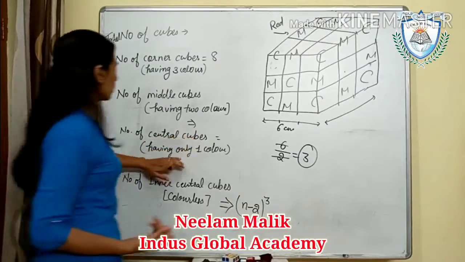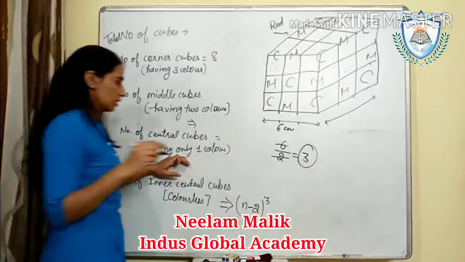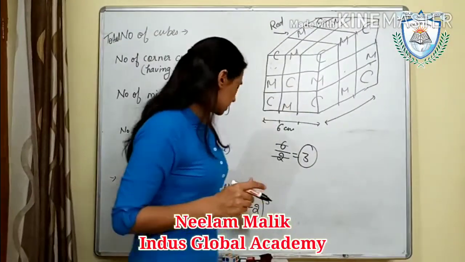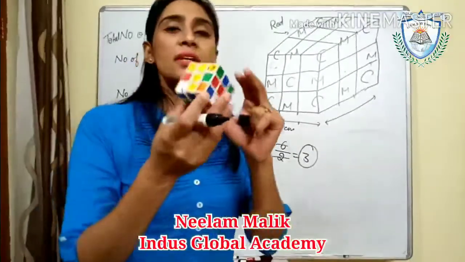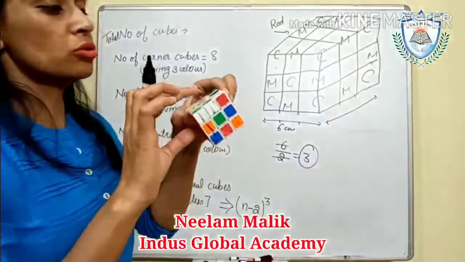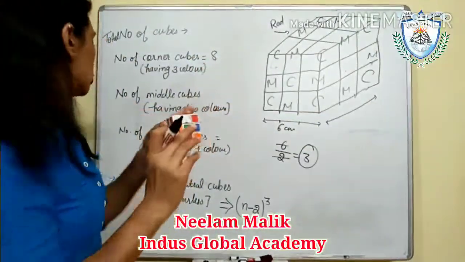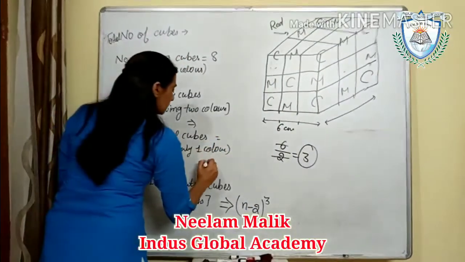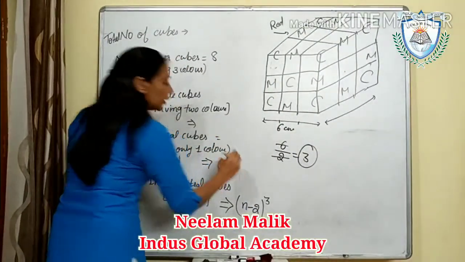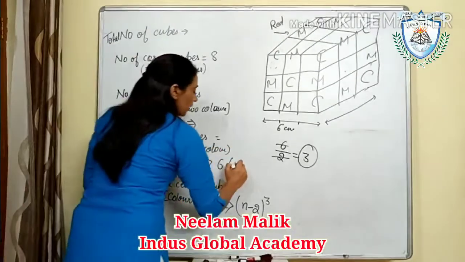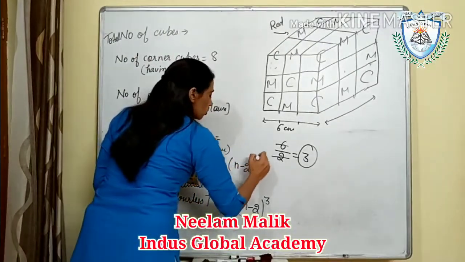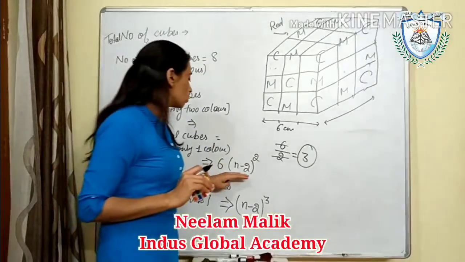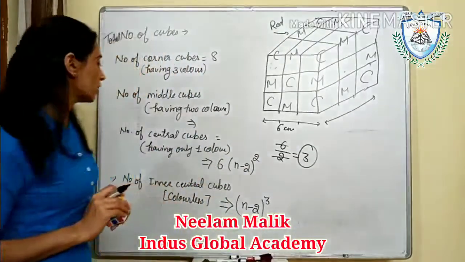Number of central cubes having only one color. Here there are 6 sides, 1 2 3 4 5 6. So those have only one color. The formula for this will be 6 into n minus 2 whole square, okay, 6 into n minus 2 whole square.